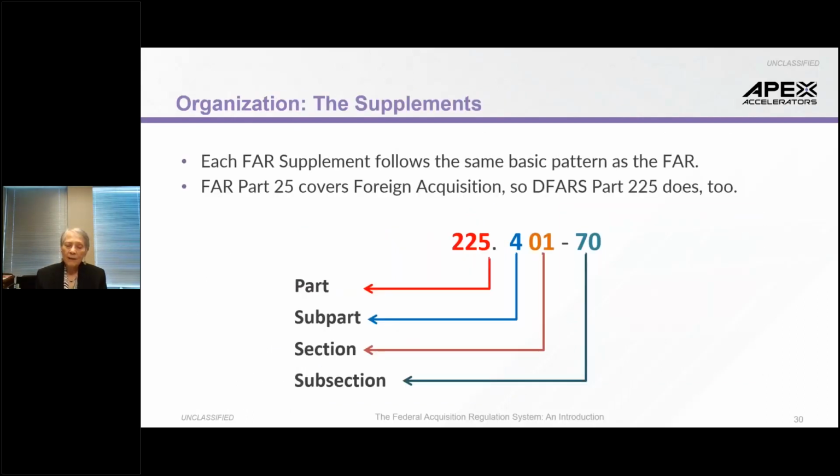The supplements are cited in the same way. They have the same basic pattern as the FAR. FAR 25 covers foreign acquisition, so DFARS 225 covers foreign acquisition as well. And here, the part of the DFARS is part 225. The subpart is 4. The section is 01, and the subsection is 70. This is a little confusing at first because there's no real divider between the subpart and the section, but you will get used to it.